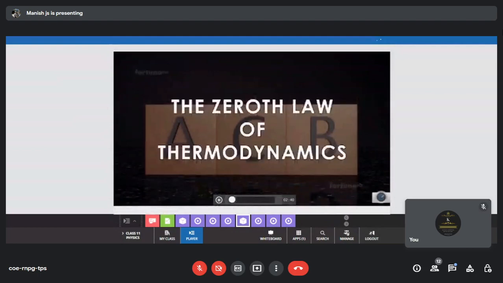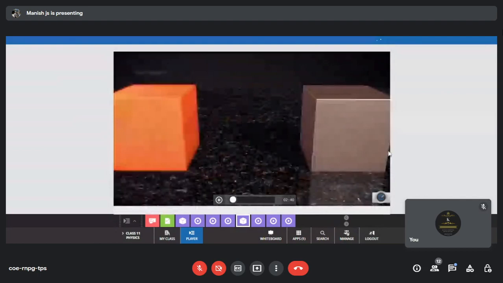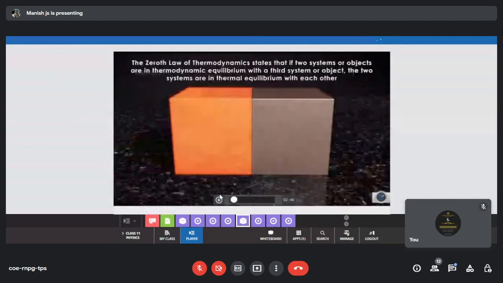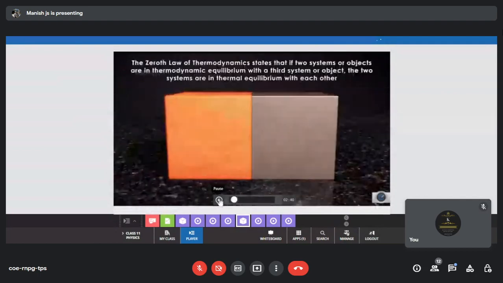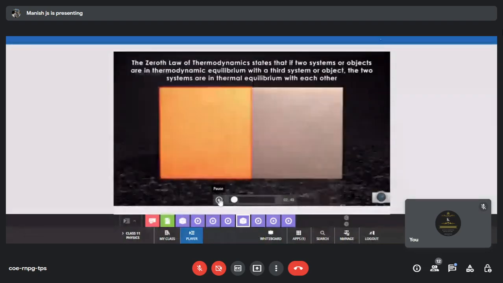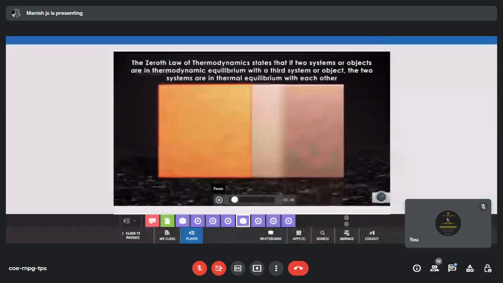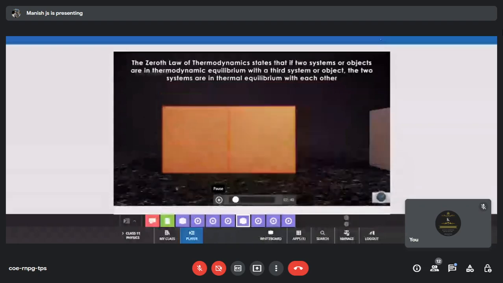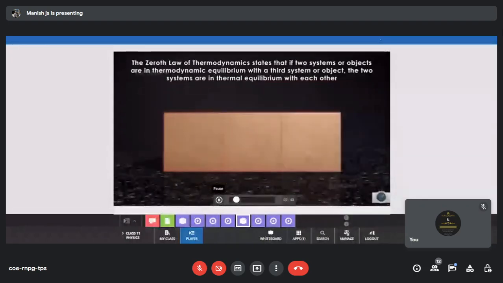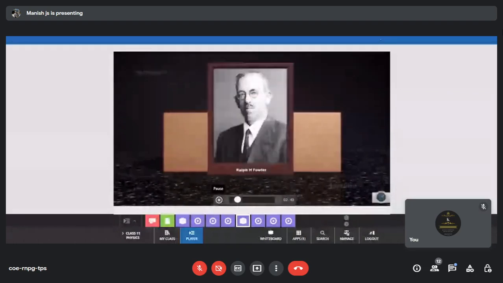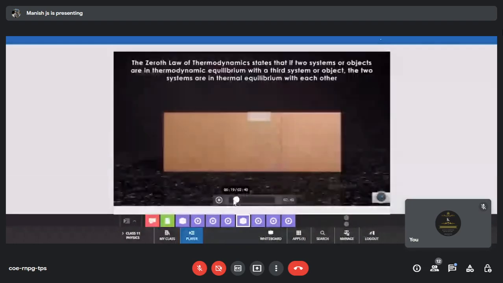The Zeroth Law of Thermodynamics. The Zeroth Law of Thermodynamics states that if two systems or objects are in thermodynamic equilibrium with a third system or object, the two systems are in thermal equilibrium with each other.